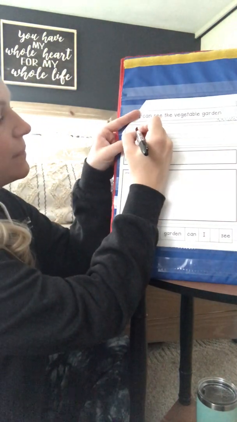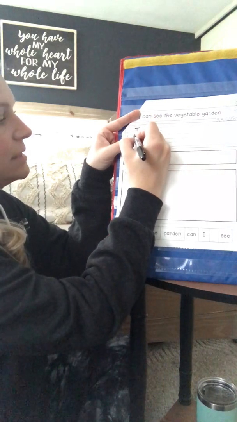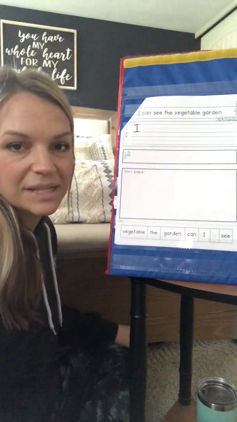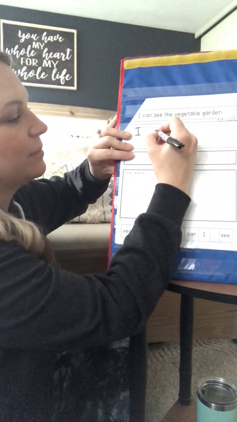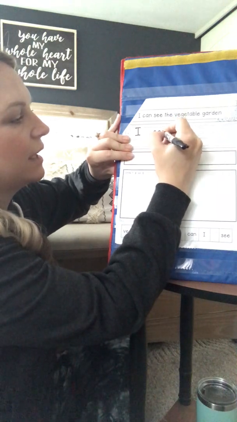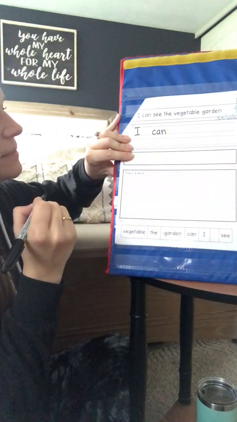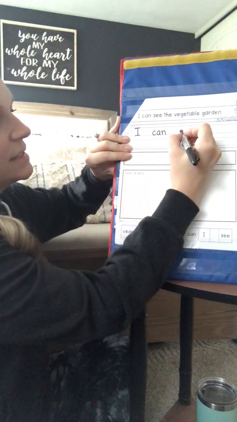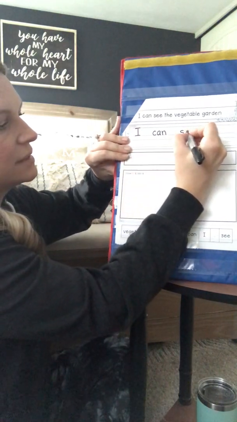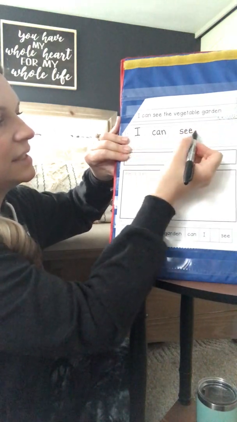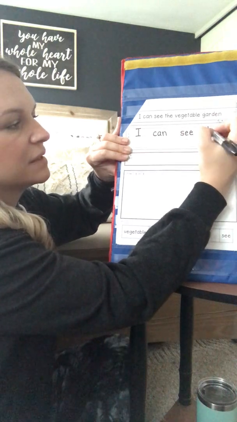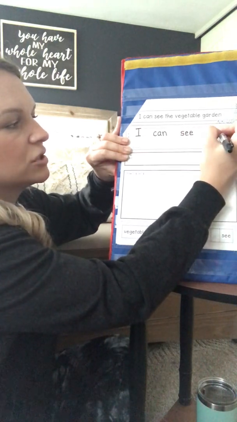What does the first letter always have to be? Good, capital letter. So I is always capital anyways, but especially when it's at the beginning of the sentence. Finger space. Can. Spell it with me. C-A-N. I can see. Spell it with me. S-E-E. I can see the. Spell it with me. T-H-E.